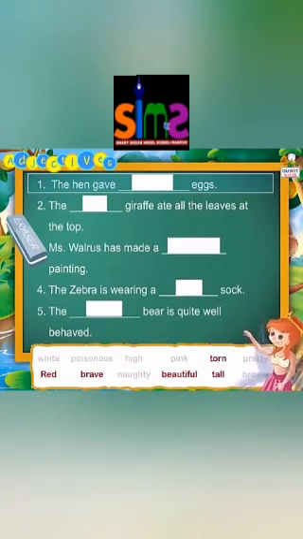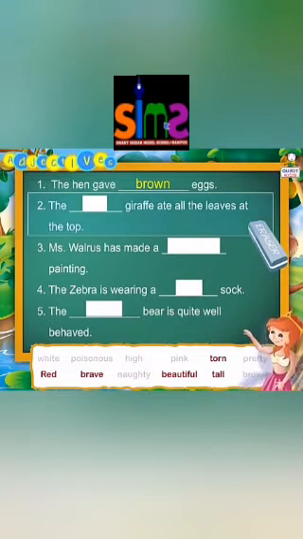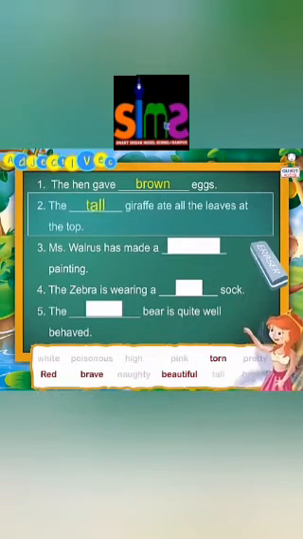The hen gave dash eggs. Brown. The hen gave brown eggs. Brown is an adjective. The dash giraffe ate all the leaves at the top. Tall. The tall giraffe ate all the leaves at the top.